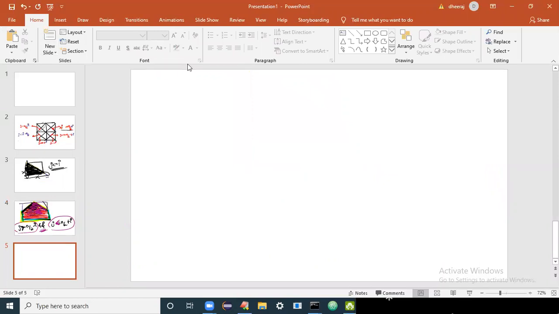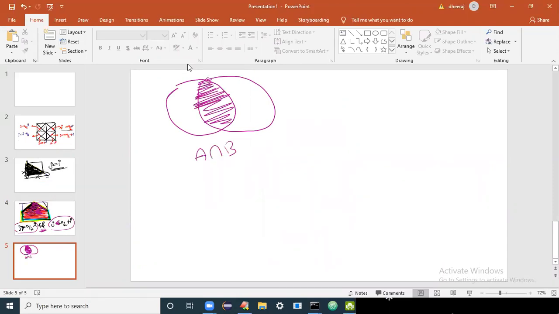Now, the and operator means intersection. I hope you remember in your 10th class there was a concept called the Venn diagram. In the Venn diagram, imagine there are two circles here. When you want the intersection between them, that is called A intersection B, and this is pronounced as A and B.